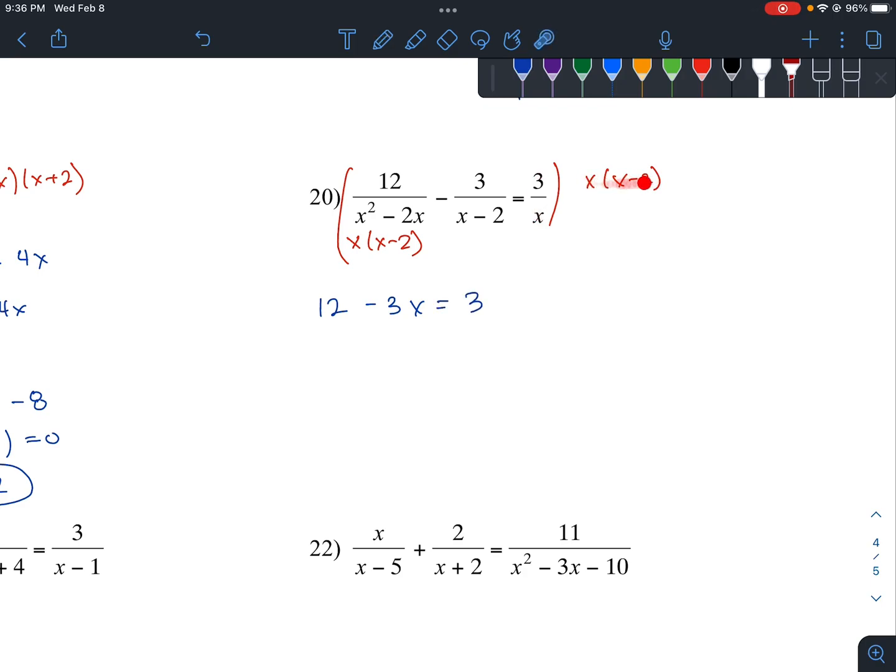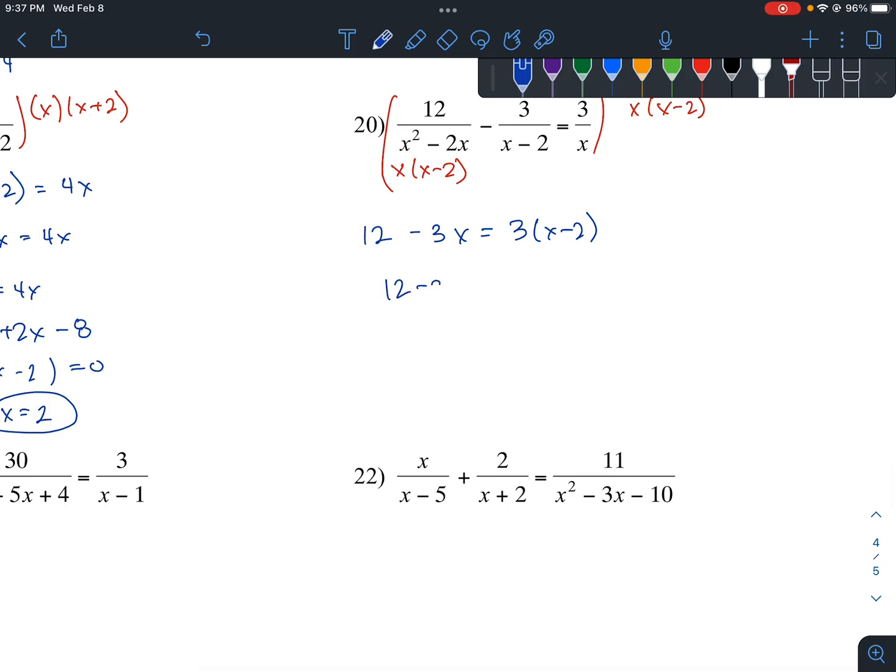When I multiply this by my least common denominator, the x's will cancel, but I'll have the x minus 2. Okay, so I have 12 minus 3x equal to 3x minus 6. Let's combine like terms, so I'm going to add a 3x here and a 3x here. So I'll have 12 is equal to 6x minus 6. I'm going to add a 6 and add a 6. Okay, and then I'm going to have 6x is equal to 18, divided by 6, so x is going to be equal to 3, and that does check out.